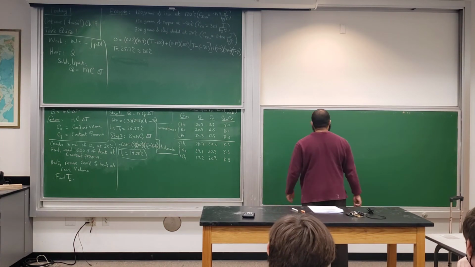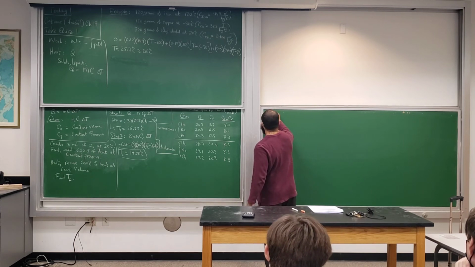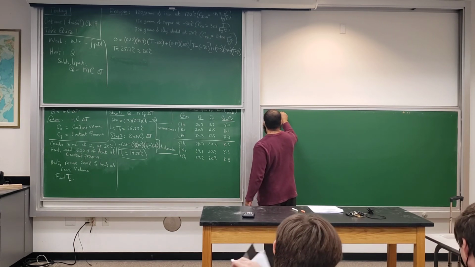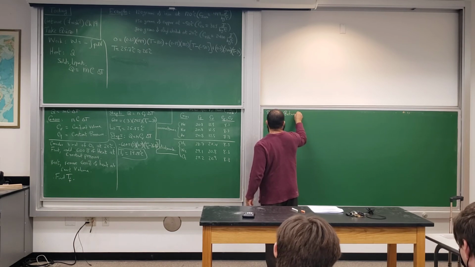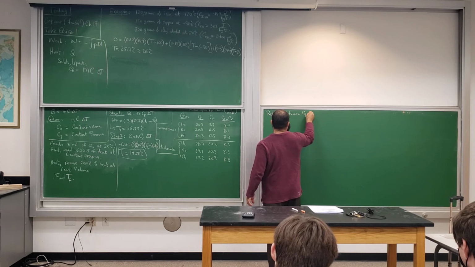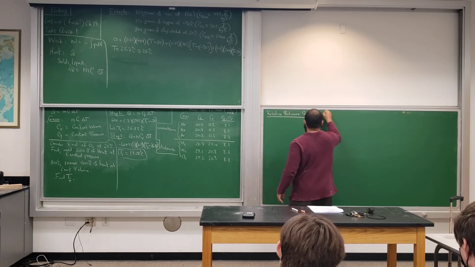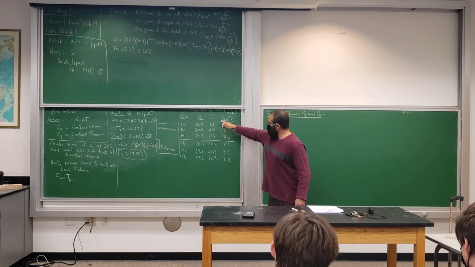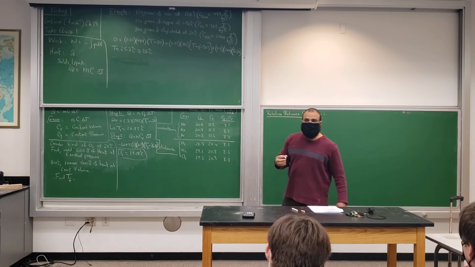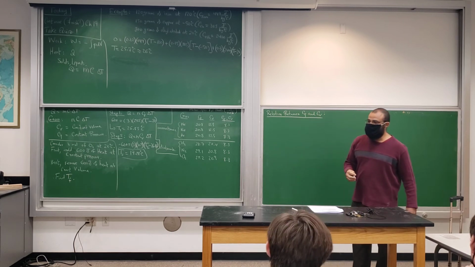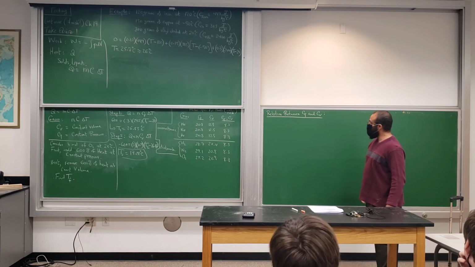So let me, so the relation between CP and CV. We already know the relationship between them. CP minus CV is R. But I want to show you from using the ideal gas law and the first law of thermodynamics that that's the case, right? So we want to show that.